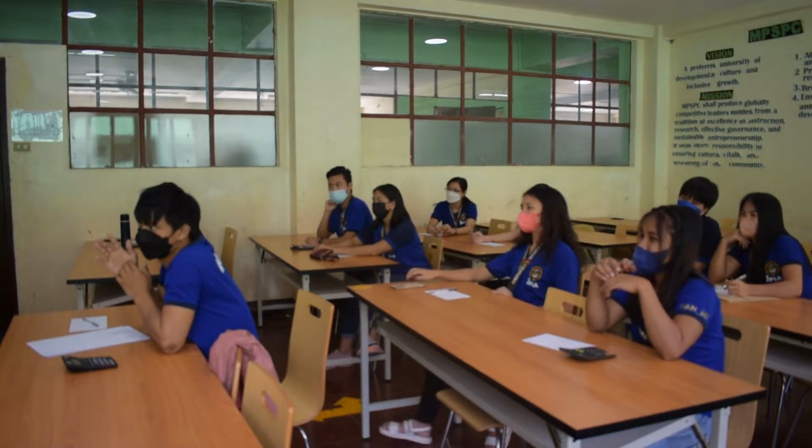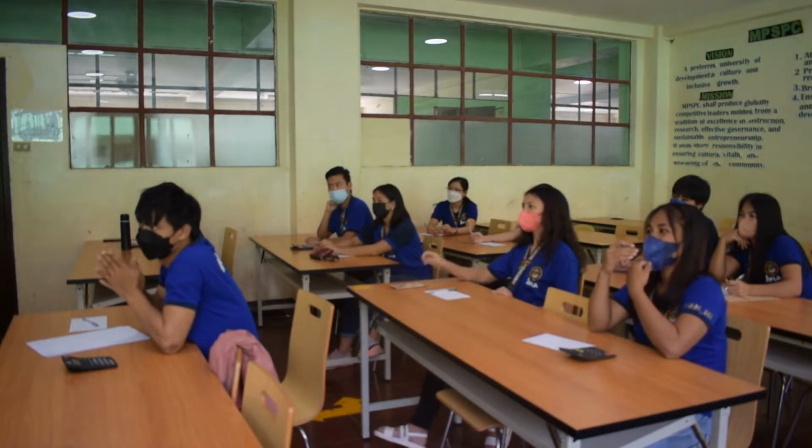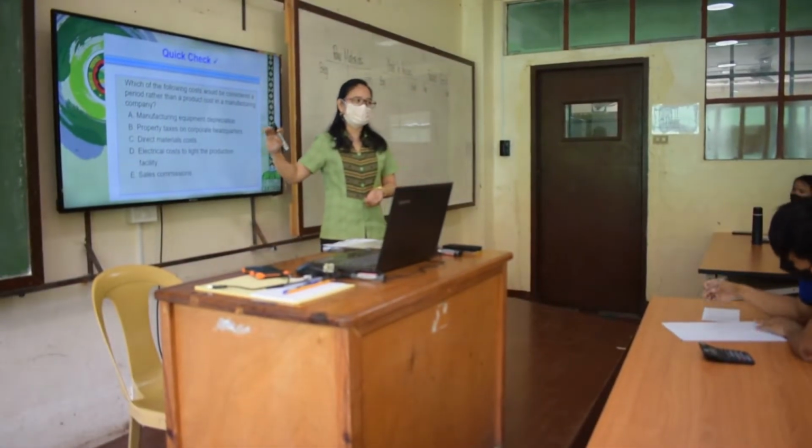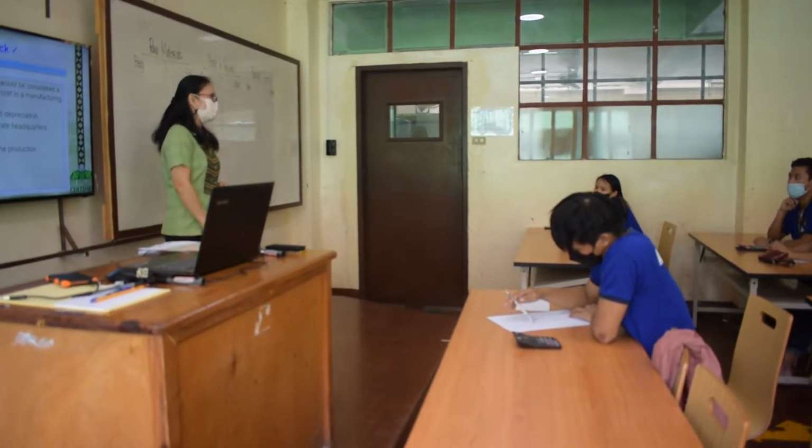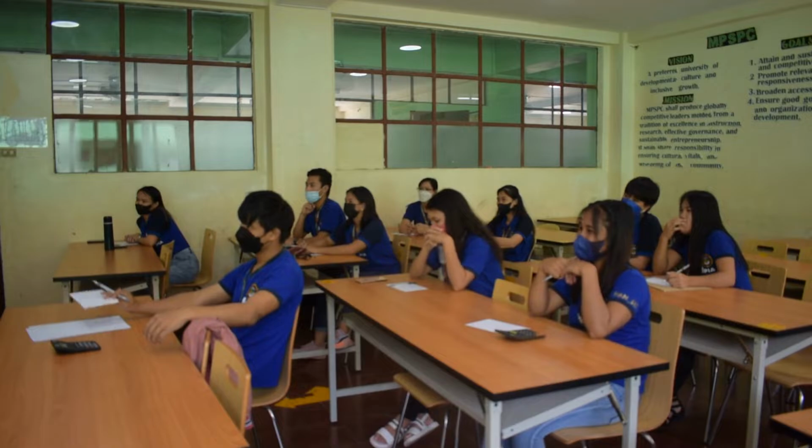Period cost. Okay, what about direct materials? Is there any question with that? Definitely that will fall under the product cost. What about electrical costs to light the production facility? It falls under product cost, that's very correct. Letter E, sales commission is product or a period? Period cost. Okay, so the answer there is B and E.